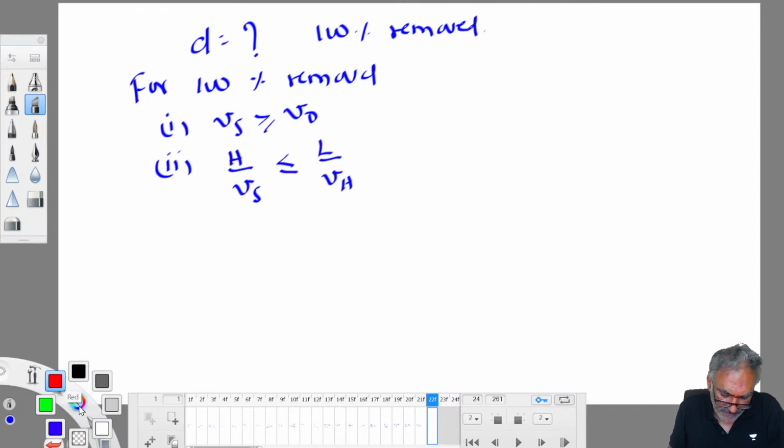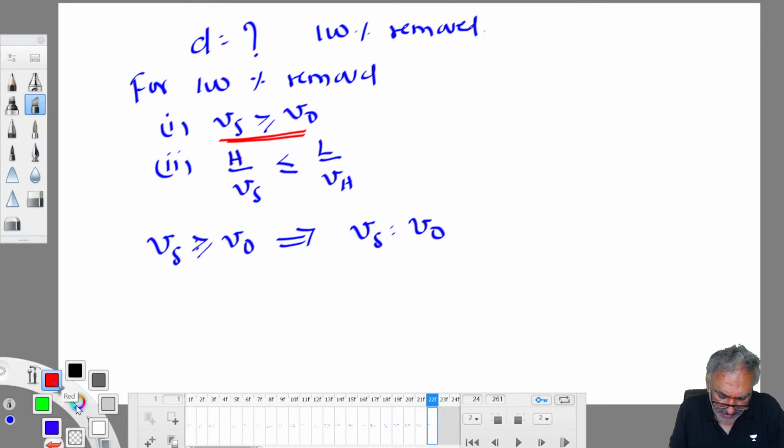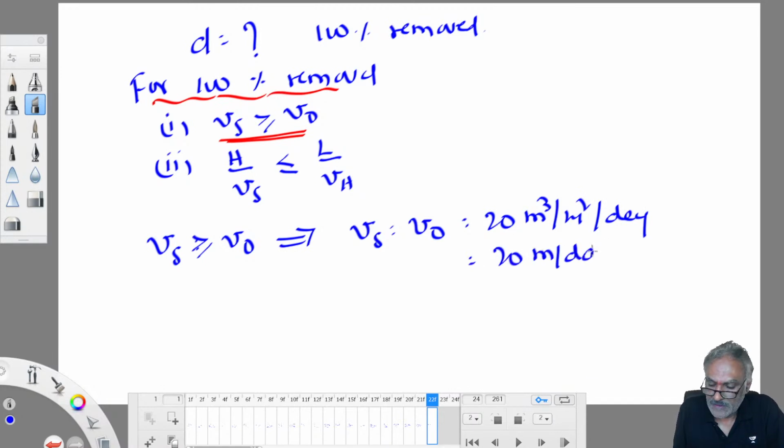I can use the first condition because if I know settling velocity, I can find out diameter. So I'll take Vs greater than or equal to V naught. Minimum condition, I'll take Vs is equal to V naught, the worst case. Which is nothing but 20 meter cube per meter square per day. Already we got this. This is nothing but 20 meters per day.